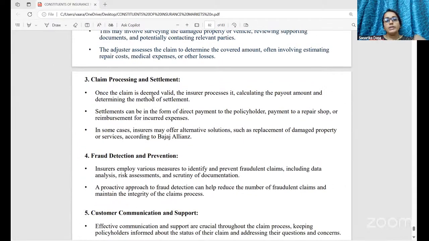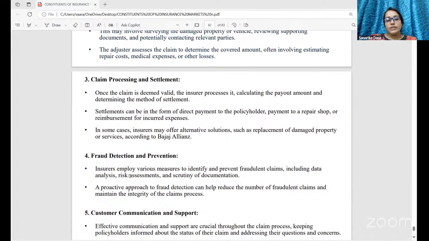Now, once the insurance company and the surveyor decide that the claim is valid, then the insurance company will calculate how much amount needs to be provided, and the method of settlement, and they will settle the amount.